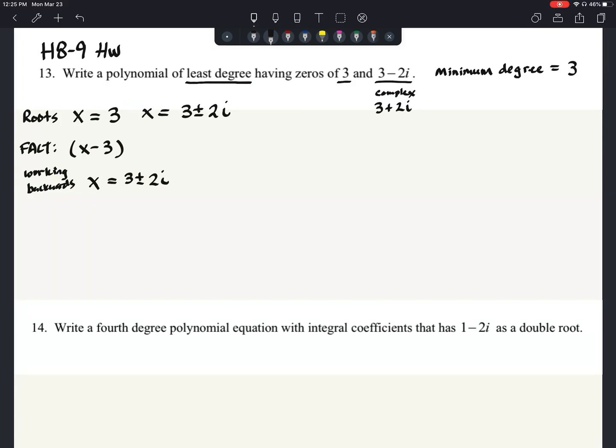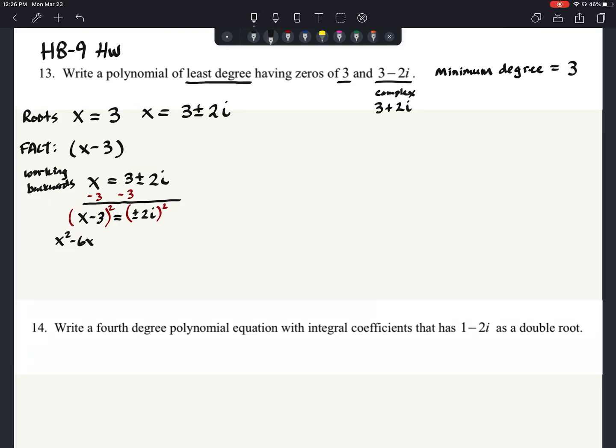Let's get the imaginary number by itself. I'm going to take it and just subtract the real number from each side here. So after we do that, we've got x minus 3 is going to equal positive or negative 2i. And now to get rid of the i, we're going to just square that side. But if we square that side, we have to square the left side. That'll give us a perfect square trinomial here.